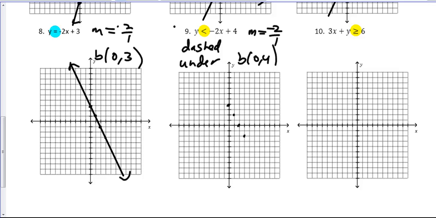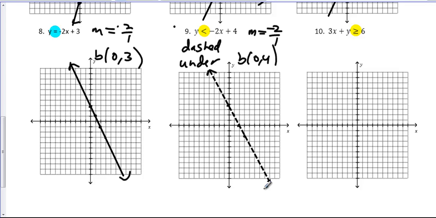So when I go to graph, I'm going to graph a line that is not a solid line. It has little breaks in it because that line is not included in the answer set. From there, I have to shade.